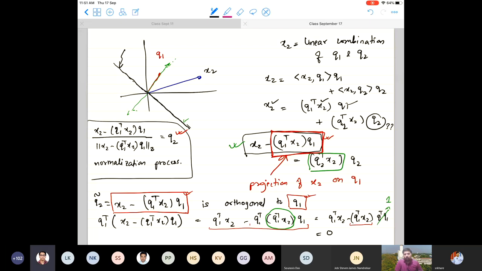Sir, can you show the properties again? Properties, okay, yeah. These are the properties.